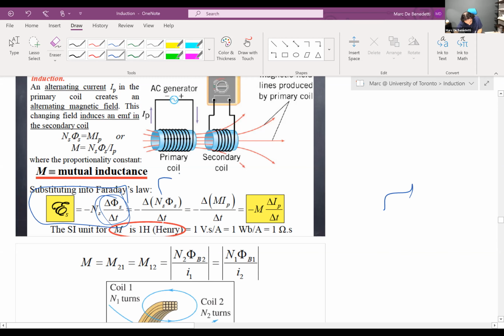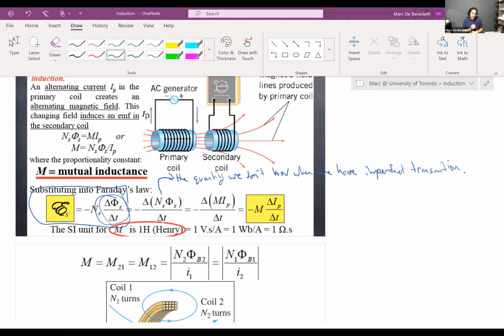Okay, here. This is really the quantity we don't know when we have imperfect transmission. So we have to swap that out because that's not something we can measure. And as the video described, that secondary coil is not in any way electrically connected to the first one. So we really have to fudge it.